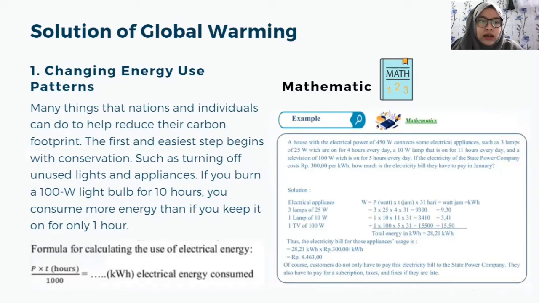If you burn a 100-watt light bulb for 10 hours, you consume more energy than if you keep it on for only 1 hour. Here is the mathematical formula for calculating the use of electrical energy. So here is the example.